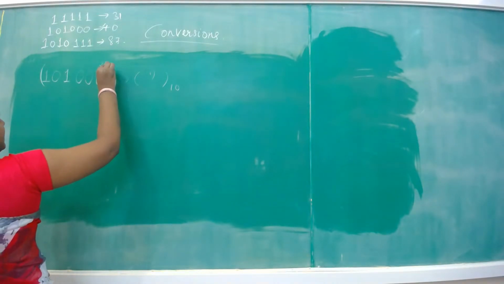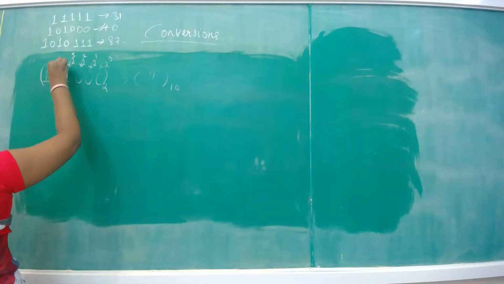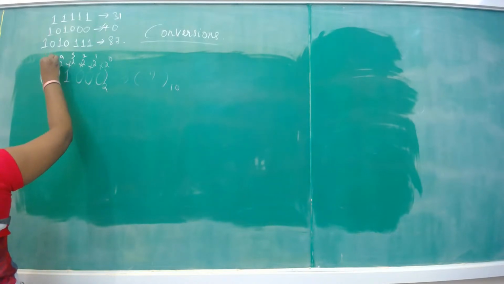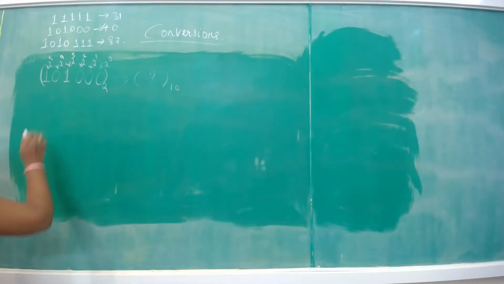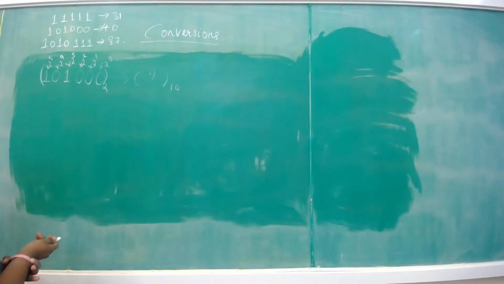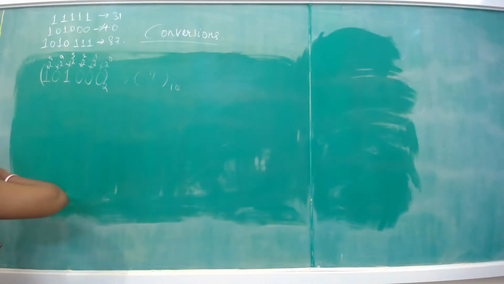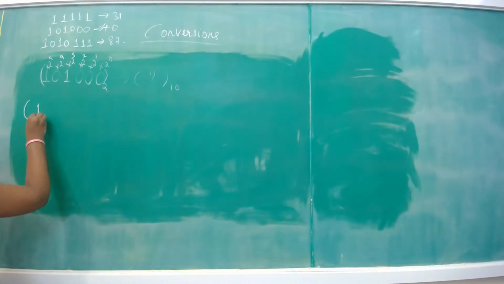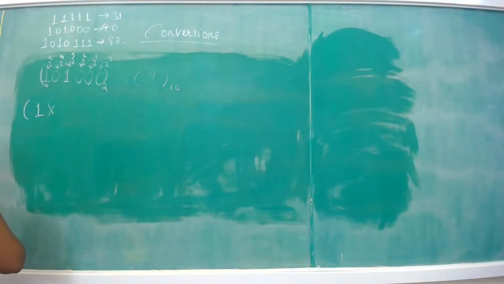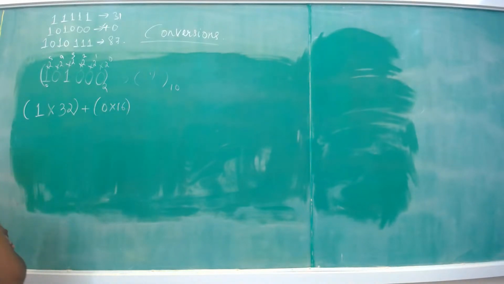Into 2 to the power of 0, 2 to the power of 1, 2 to the power of 2, 2 to the power of 3, 2 to the power of 4, 2 to the power of 5. So this is 1, 2, 4, 8, 16, and next will be 32. After 32, there will be 64, and then 128, 256, 512, and so on. So for this particular value, we will take the face value 1 into 32 plus 0 into 16 plus 1 into 8.